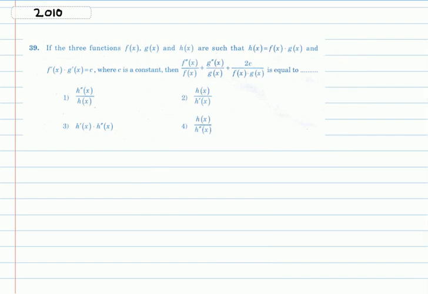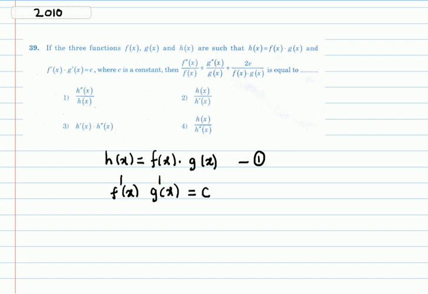Let us consider three functions f of x, g of x, and h of x. The relation is h of x equal to f of x into g of x. This is condition number 1. It is also given that f dash of x into g dash of x equals c, which is the second condition. Hence the question is: f double dash of x divided by f of x, plus g double dash of x divided by g of x, plus 2c divided by f of x into g of x.